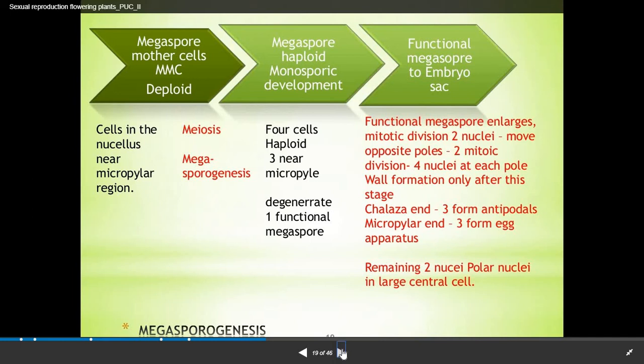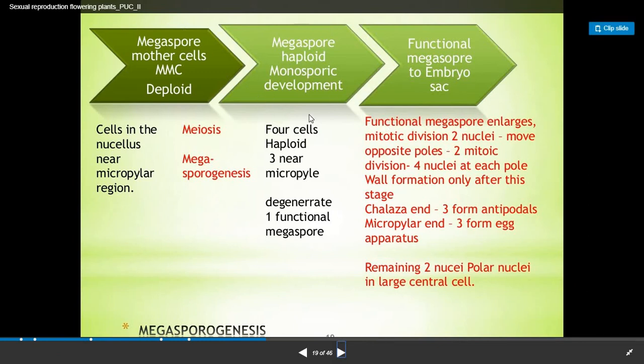Now what is this megasporogenesis process that we have seen? The formation of the functional megaspore to embryo sac is known as megasporogenesis. It is formed from the megaspore mother cell, that is MMC, which is diploid and undergoes meiosis, resulting in 4 haploid cells near the micropyle. As the single embryo sac is formed from the single megaspore mother cell, that is known as monosporic development.